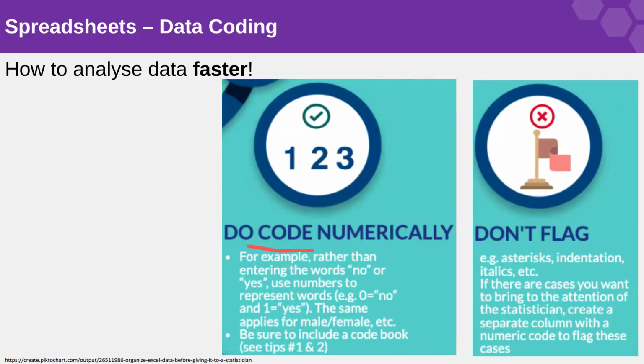Another example is to code numerical. So if they're discrete values, then use those discrete values. And then avoid having asterisks, indentation, colors, etc. to flag something. You can put in an extra column to flag that item.